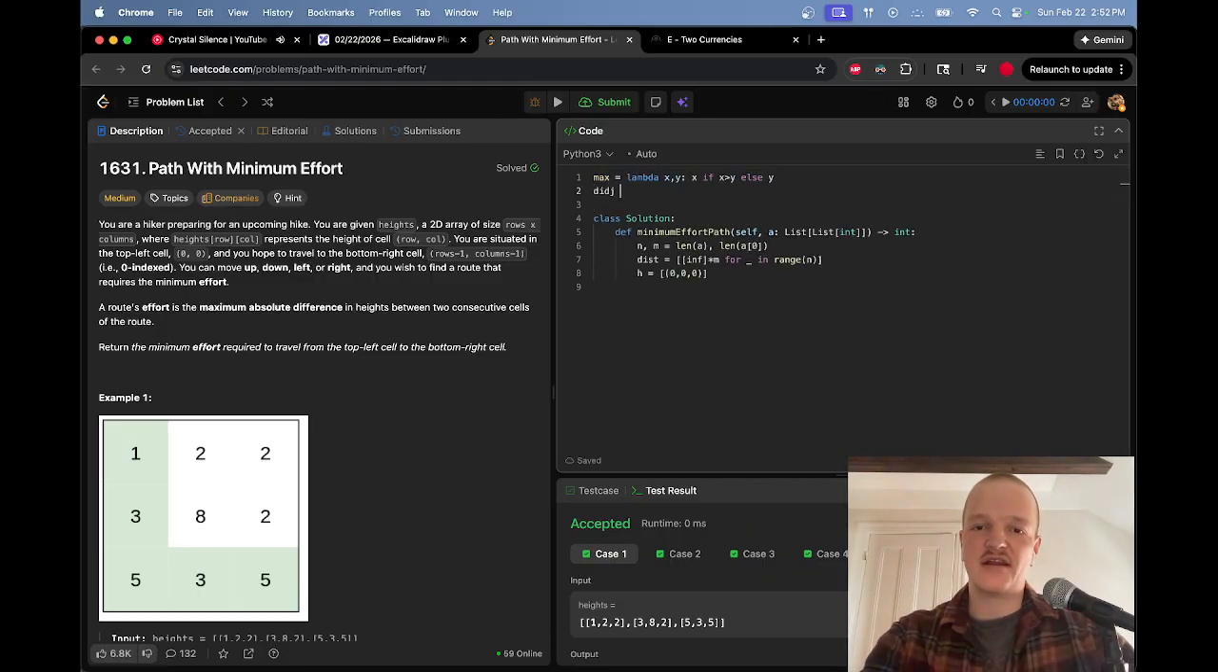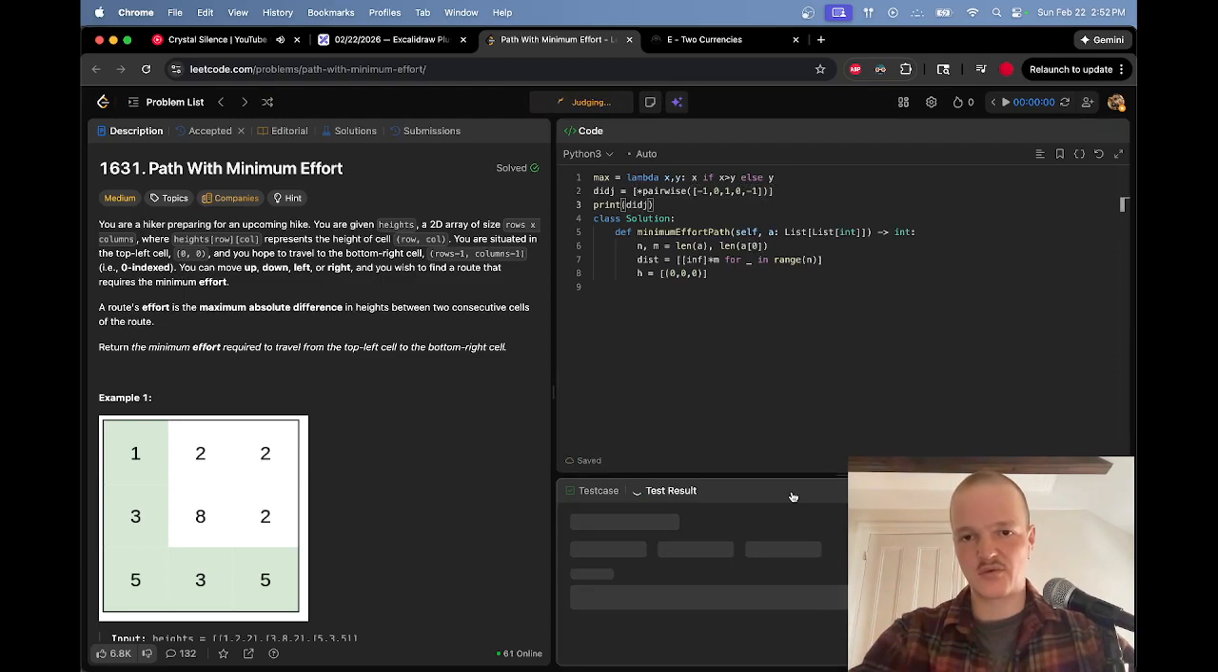And then we'll have di dj. This is just going to be how do you actually navigate to another cell? Like if you're at this 8, how do you know to go to this 3 and this 3 and this 2 and this 2? So I'm going to do pairwise -1 0 1 0 -1. I think that's what I want.